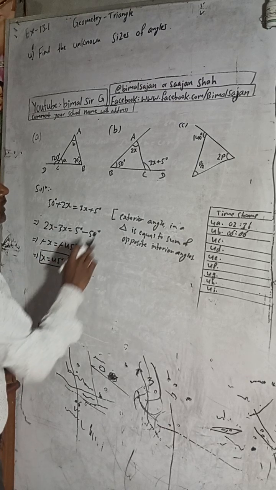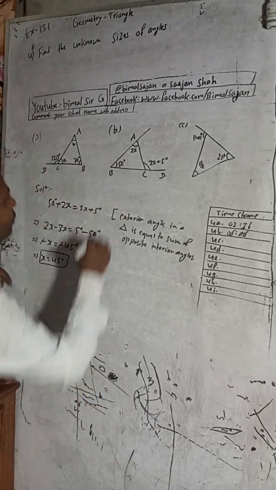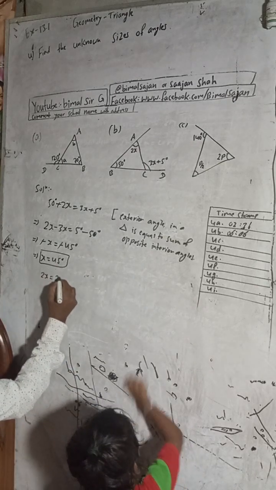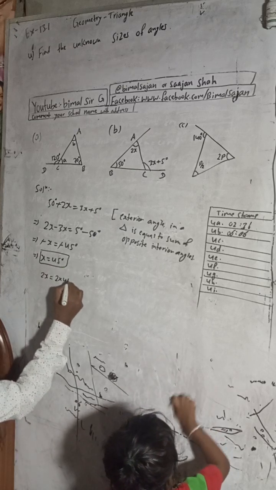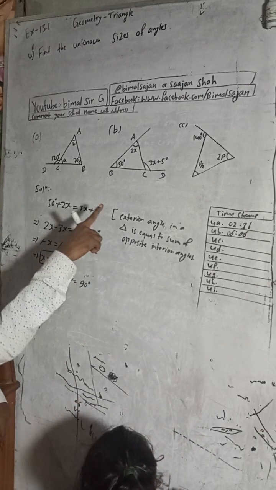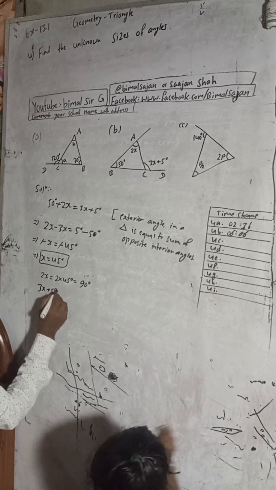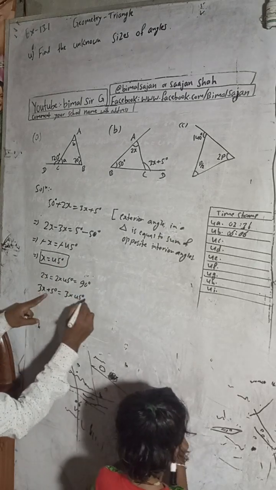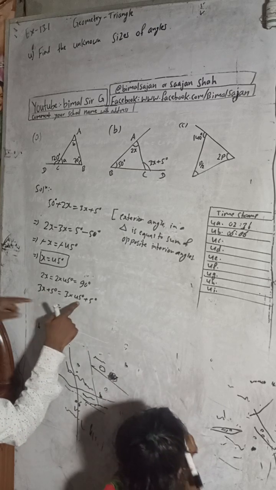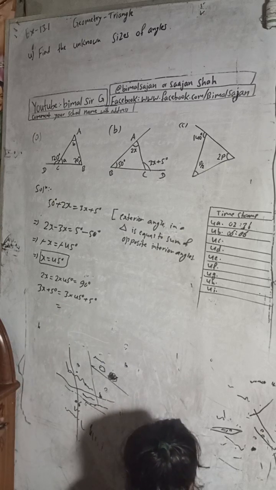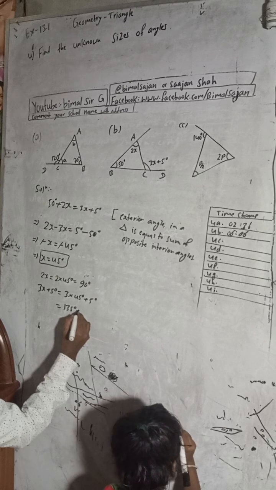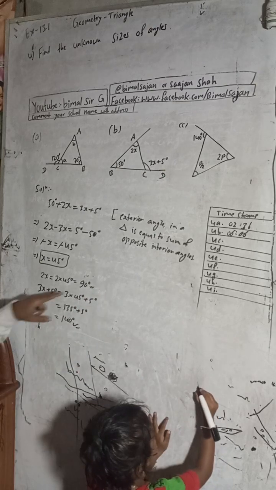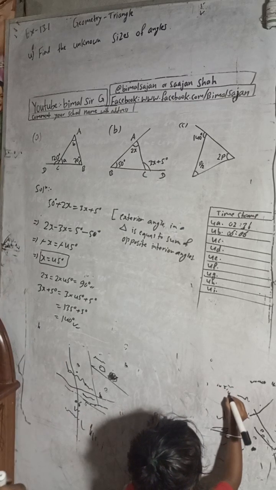So we can write 2x is equal to 2 into x, and x means 45 degree. So 2x is equal to 90 degree. And 3x plus 5 degree is equal to 3 into x, which means 45 degree, plus 5 degree. When you solve this, 45 threes are 135, so 135 degree plus this 5 degree is equal to 140 degree. So this 90 degree and 140 degree is the required answer. 90 degree and 140 degree.